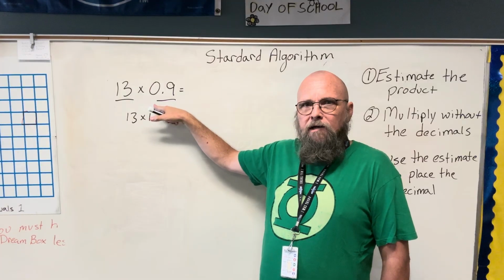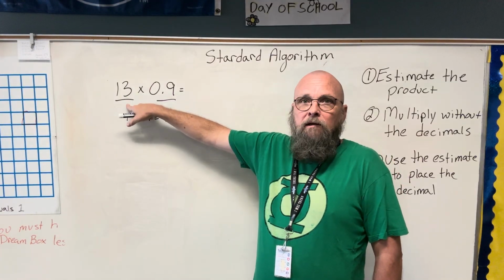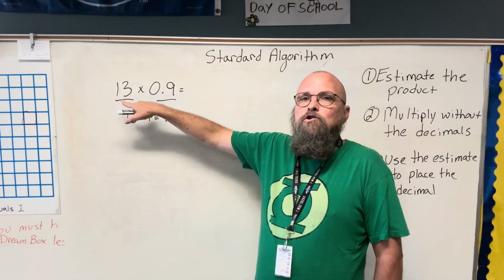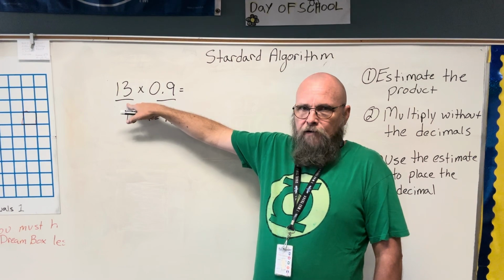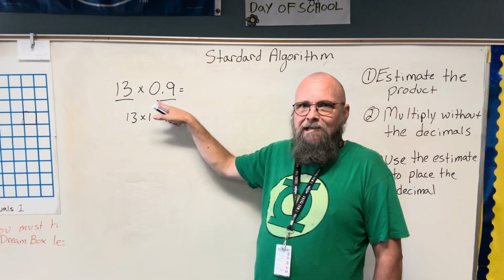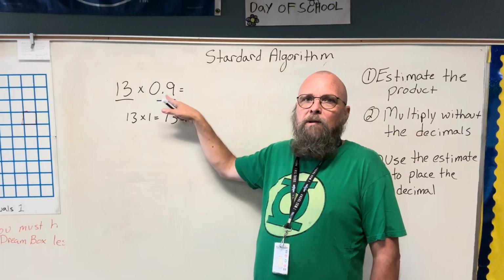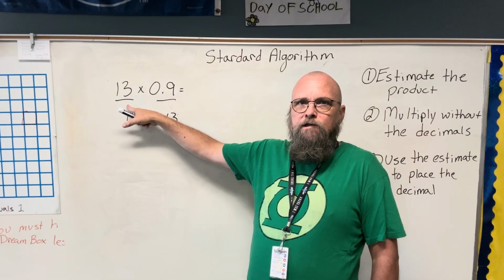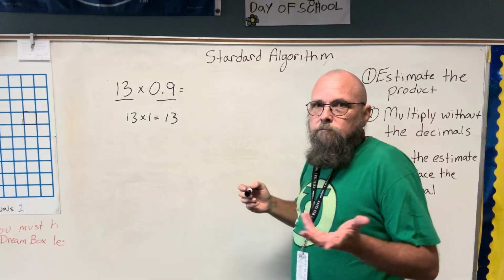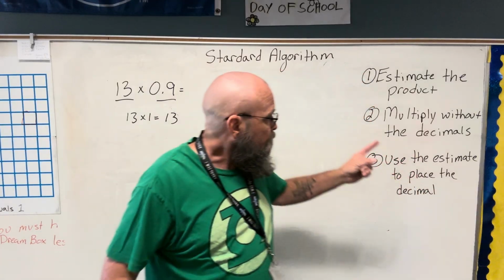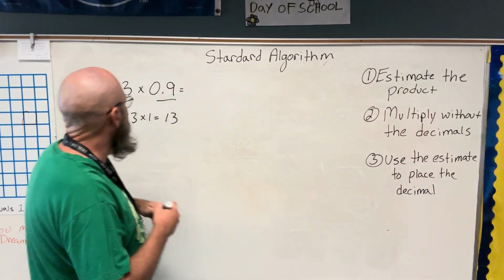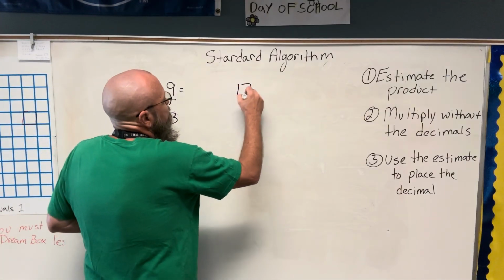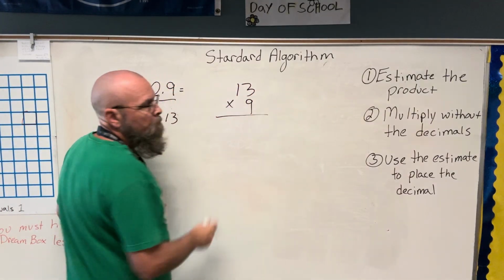So if your product is 13, you don't have it right. If your product is greater than 13, you don't have it right, because we're multiplying by less than 1, and since we're multiplying by less than 1, that means my answer is going to be smaller than 13. So, like the steps say, I estimated. Now I'm going to multiply without the decimals. So I have 13 multiplied by 9.